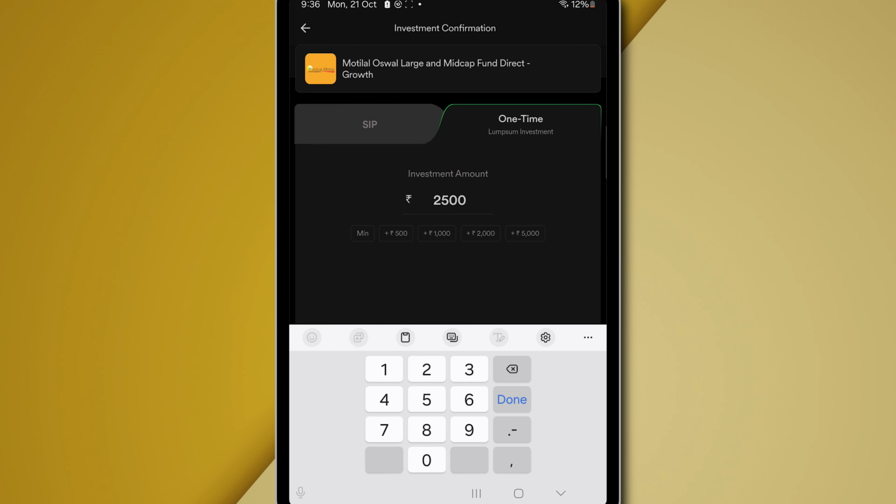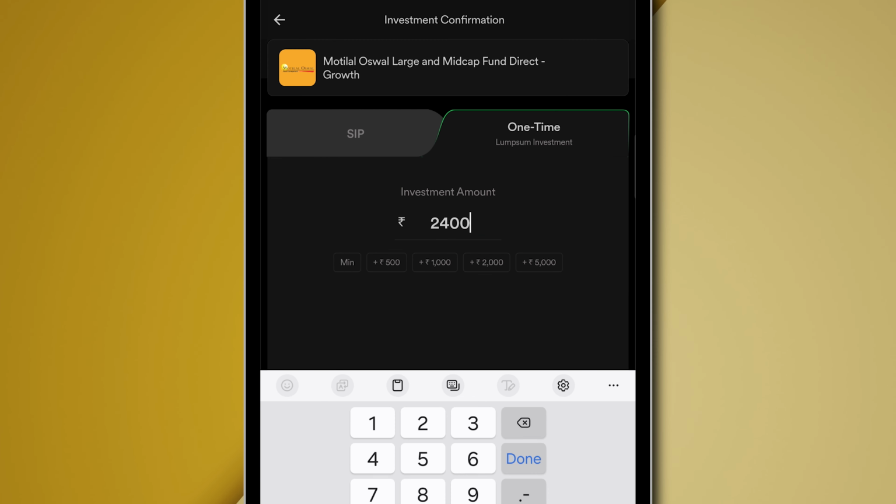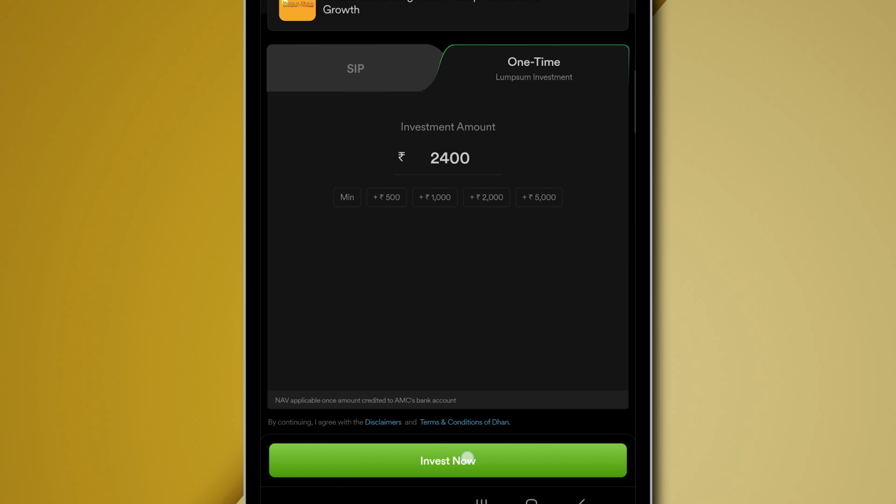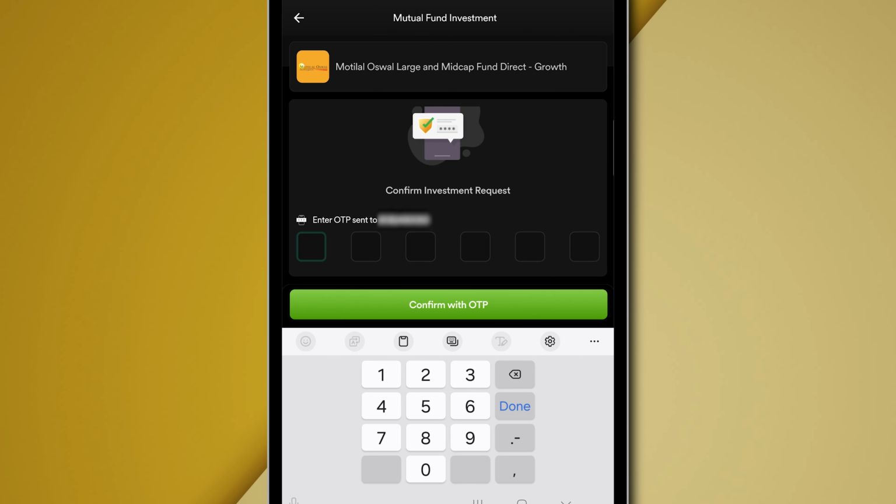Let me see if I can make it 2,400 rupees. So I will make a one-time investment of 2,400 rupees over here and click Invest Now. Now this is a small amount and I can do this investment via UPI app as well, but net banking also works. First up, I need to do an OTP verification to get this transaction going. So let me just enter the OTP I have received on my phone.